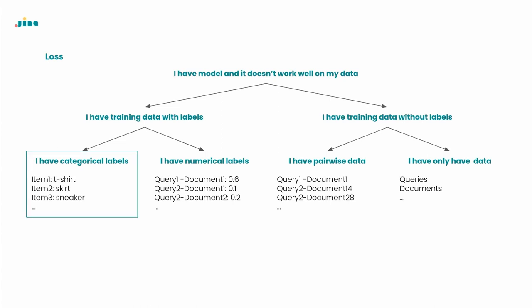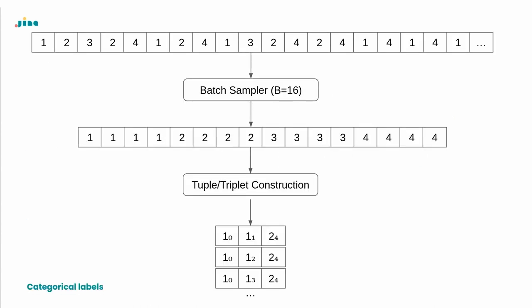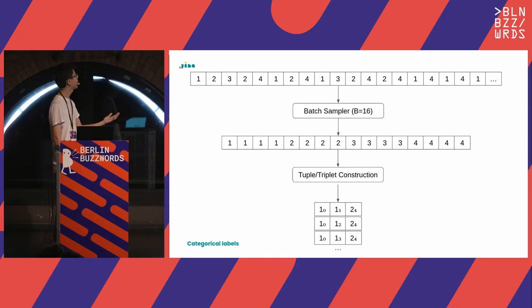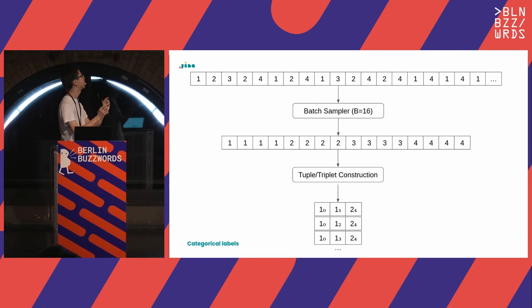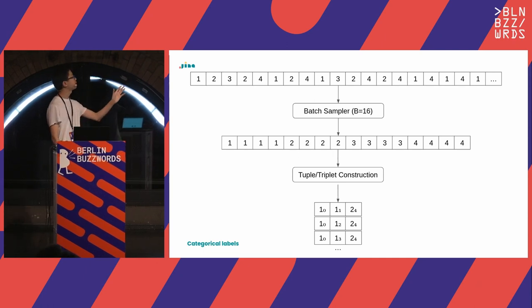Now let's move to the categorical data. This is actually what we do. If you look at the first row of this diagram, it's a list of products or items you want to encode. The numbers in these small blocks are class labels, because in this case you have categorical labels. It could be a t-shirt, sneaker, or whatever, that you think should be clustered together. To simplify this case, we only created four classes: 1, 2, 3, 4.